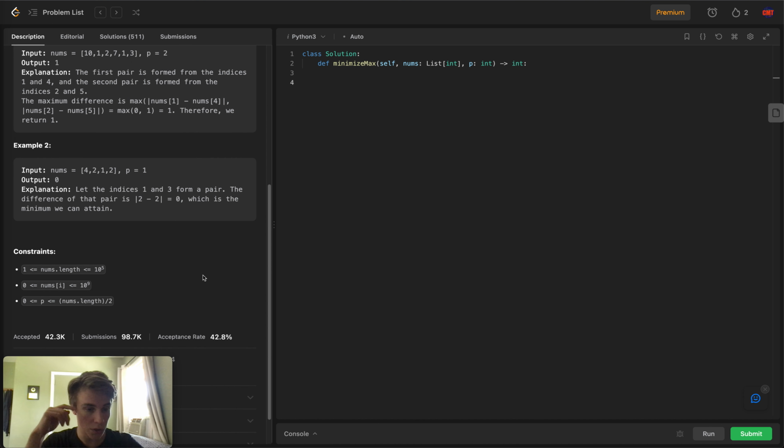Okay, let's look at some constraints. Constraints indicate that the array can be pretty large, and the values in those arrays could be pretty large.